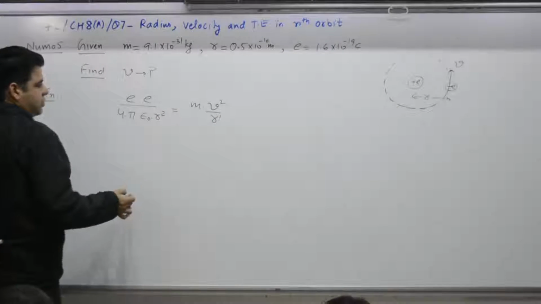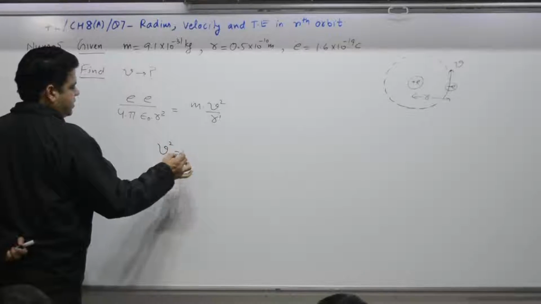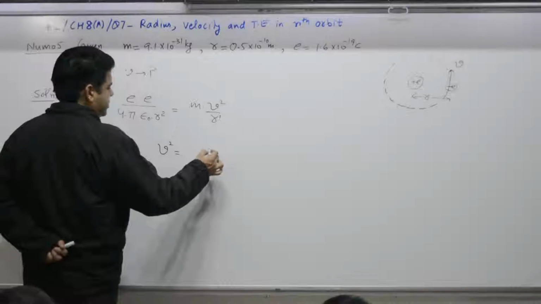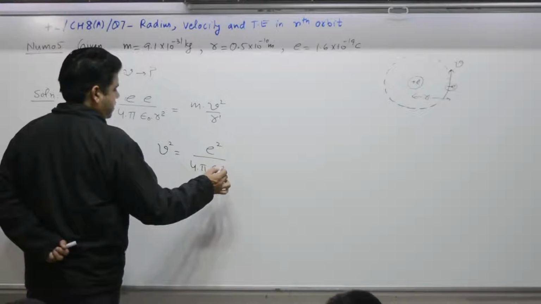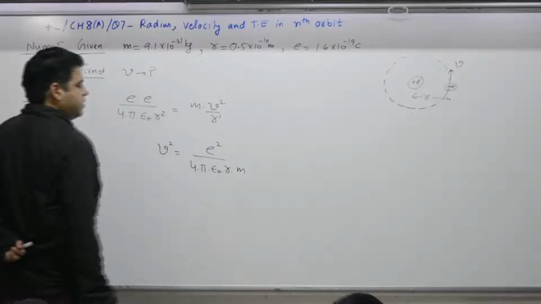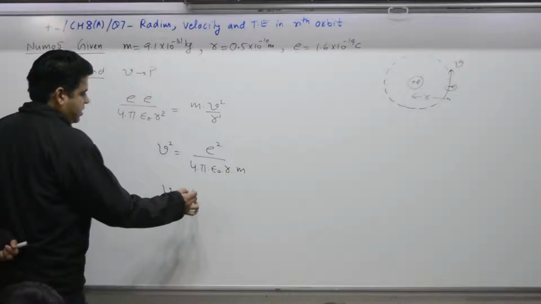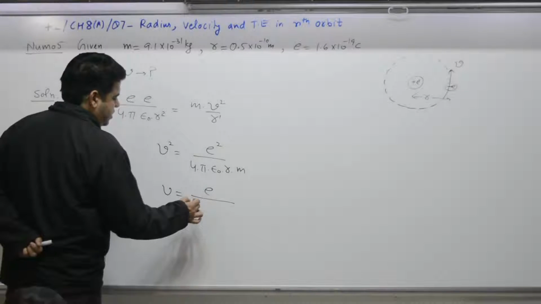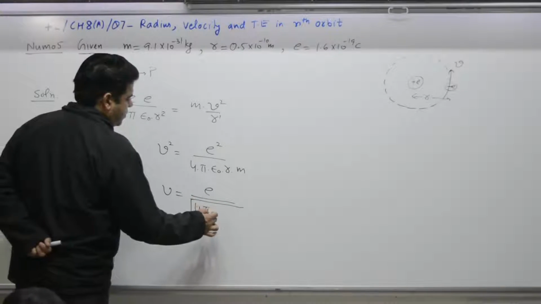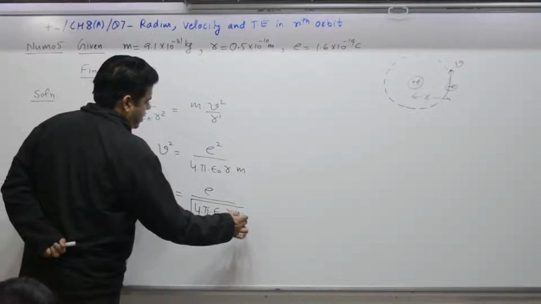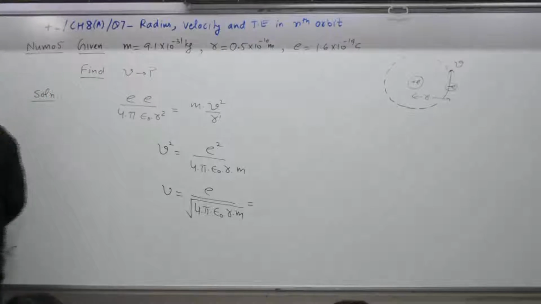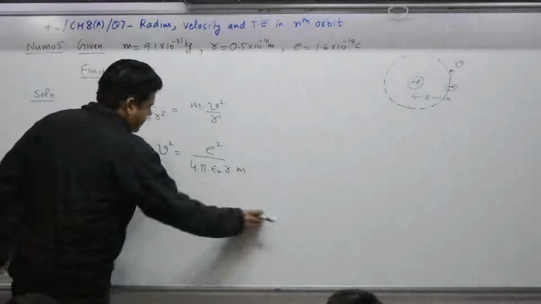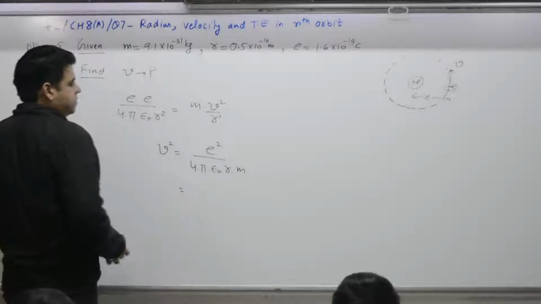r to the power 1, r to the power 2. v square is equal to what? v square is equal to e square over 4 pi epsilon r m. v is equal to what? e over square root of 4 pi epsilon r m. Put values for r, m, or you can solve first. It's easy to first find v square, for calculation purpose.